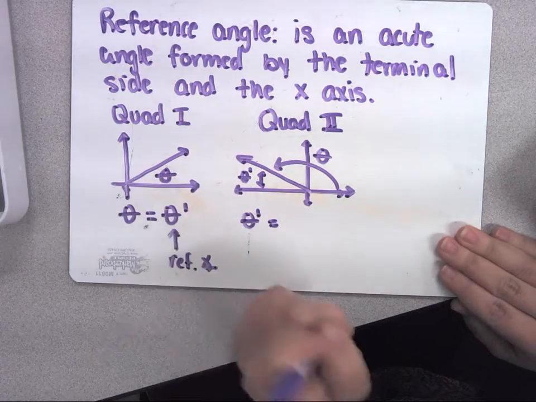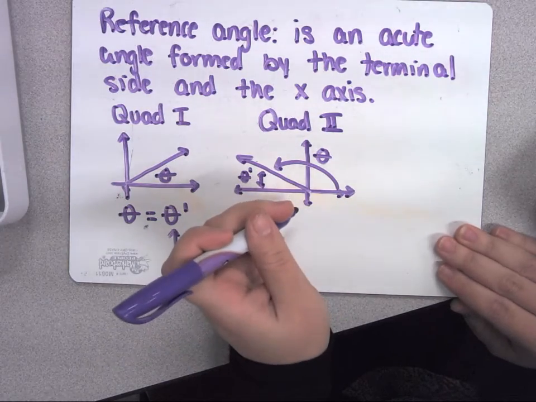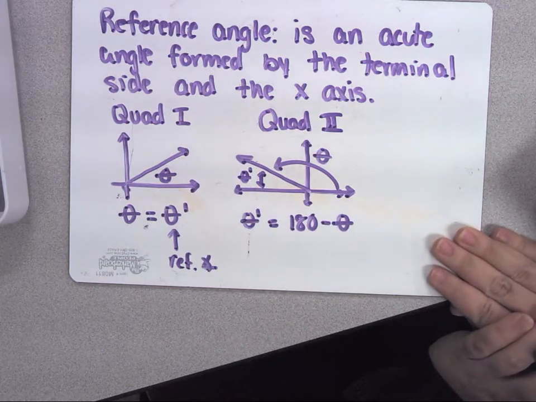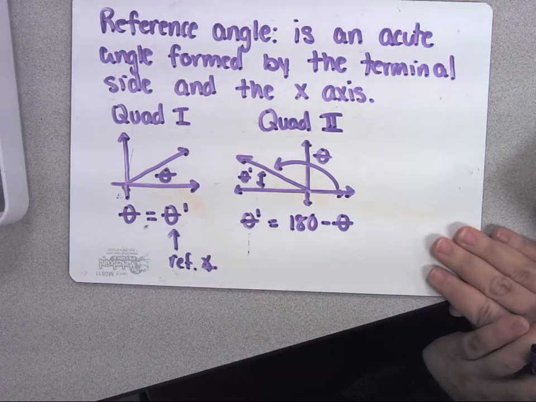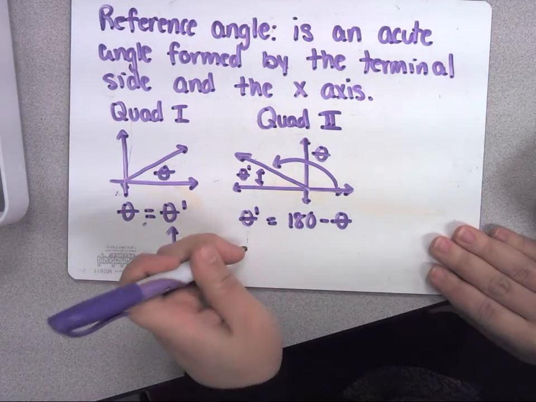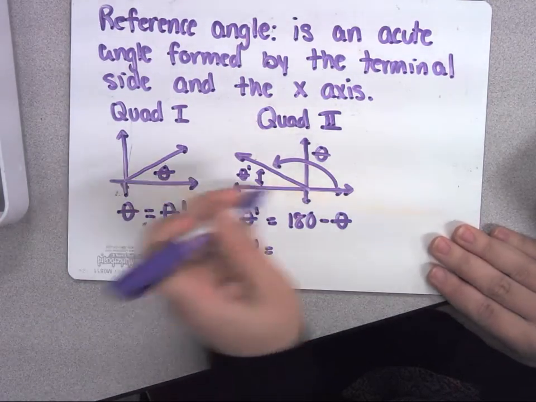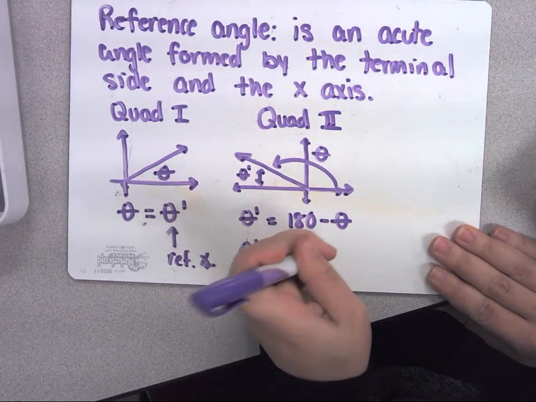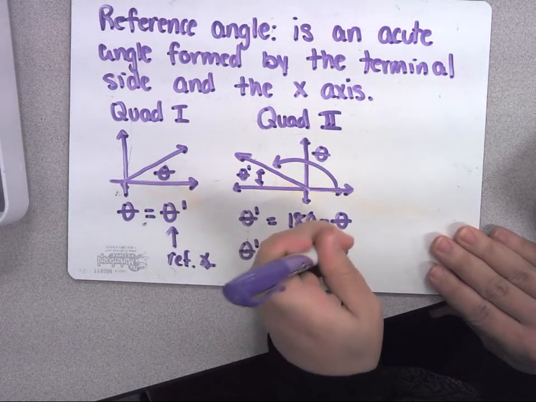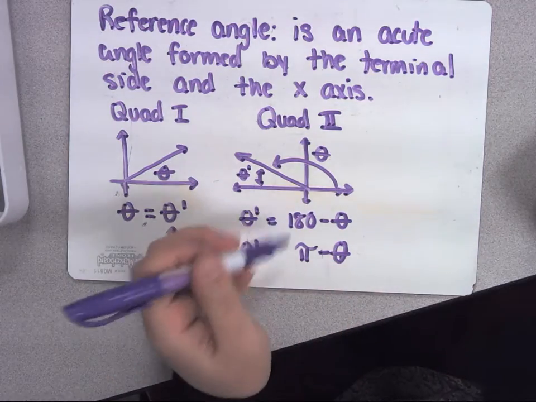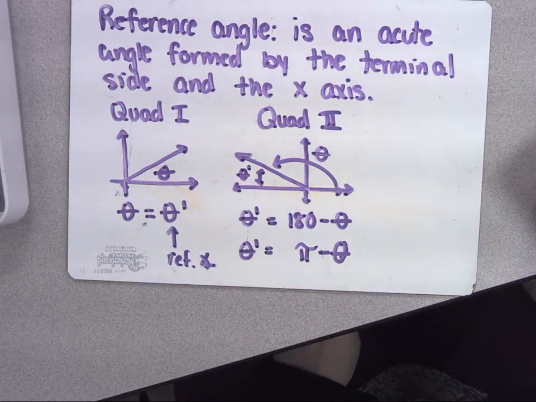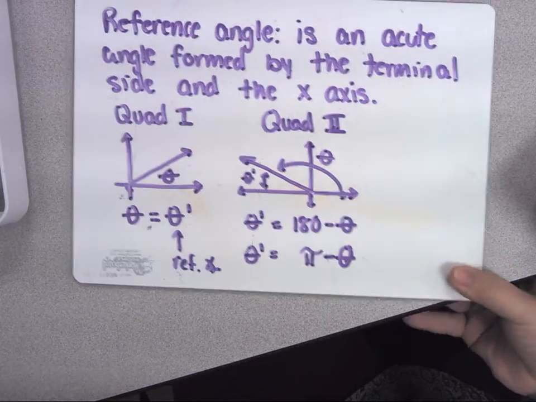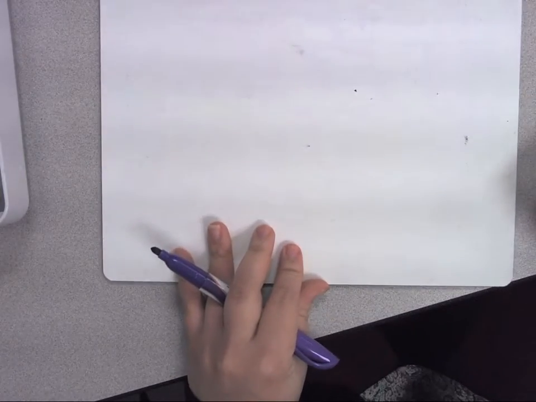Your reference angle in degrees is you take 180 degrees and subtract whatever theta is. That'll find you what your reference angle is, as long as it's less than 180, you're solid. Now, in radians, what does 180 represent in radians? Pi. So you can do pi minus theta. So no matter which form it's in, you can find that reference angle. Okay? Next.